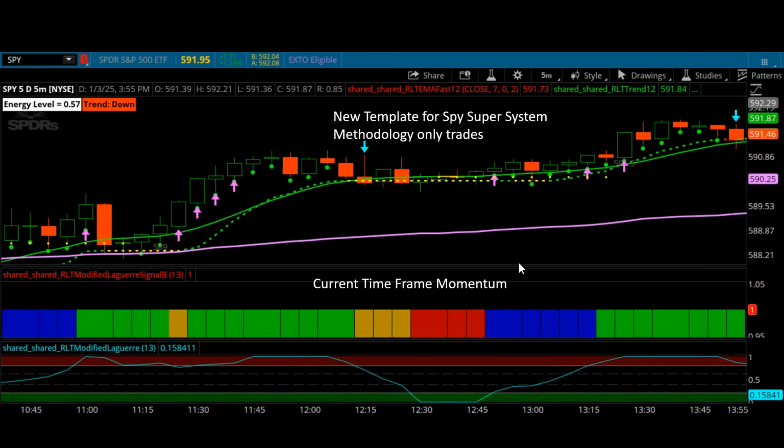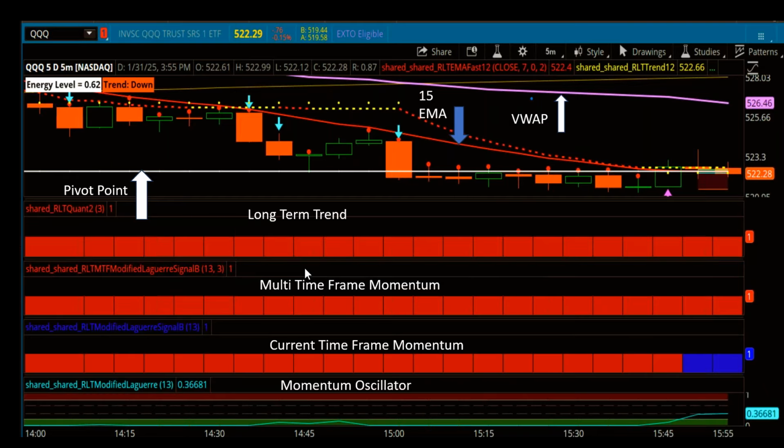So this is what the template looks like. You've got current time frame momentum, VWAP, support resistance, the 15, and your pop out of the box symbols, which are compression breaking to the upside and compression breaking to the downside. You can see right here, this would have been a nice trade as it went from yellow to green and broke above the 15 with a pop out of the box. You take the trade, write it up, and exit. You get this template and this template, and you can flip flop them back and forth.